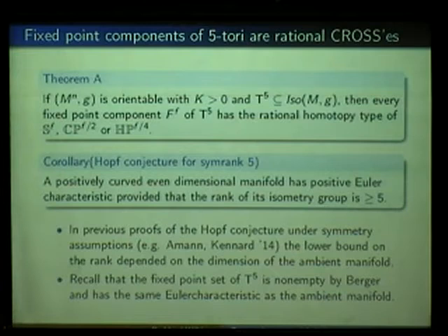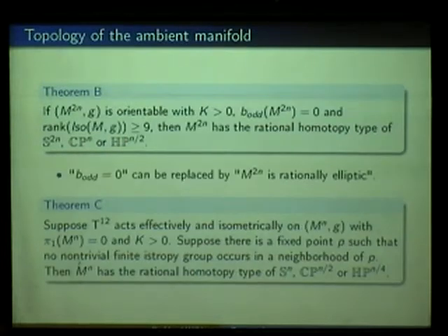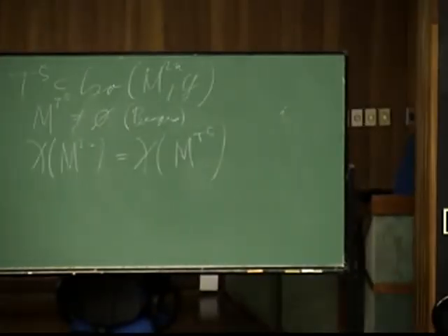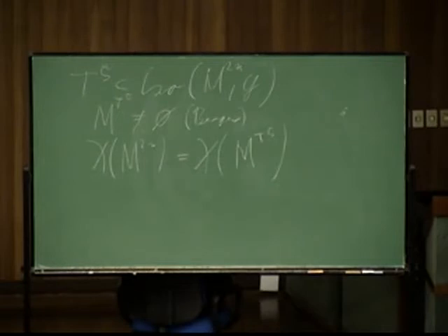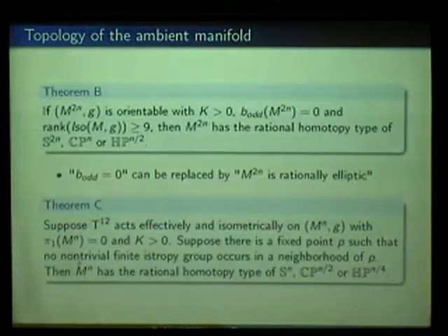So that's the first main result, and maybe I should also mention the other main results. So the first main result was related to fixed point components. And then you can of course also ask, how about the ambient manifold, right? What can you say about the ambient manifold under some symmetry assumptions? And then you need to make additional assumptions if you want to say something. At least for now, our methods don't allow us to say something without additional assumptions.